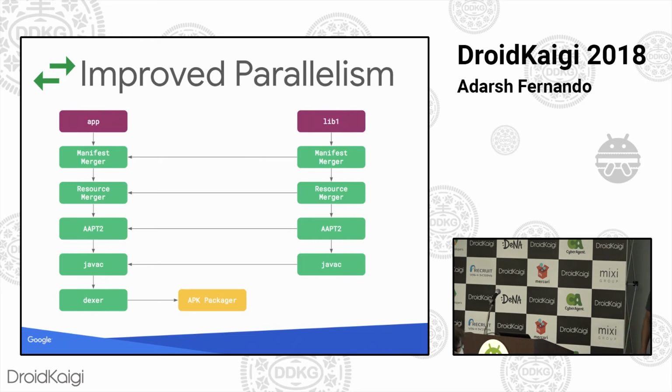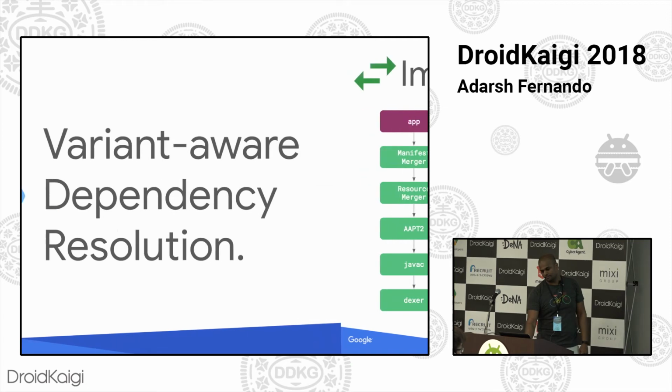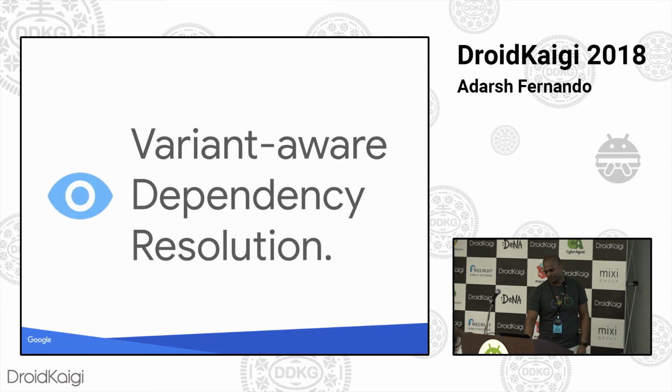And same thing for all those other tasks, right? So both can be built in parallel. So there's a freebie for you. So variant-aware dependency resolution is the next one.